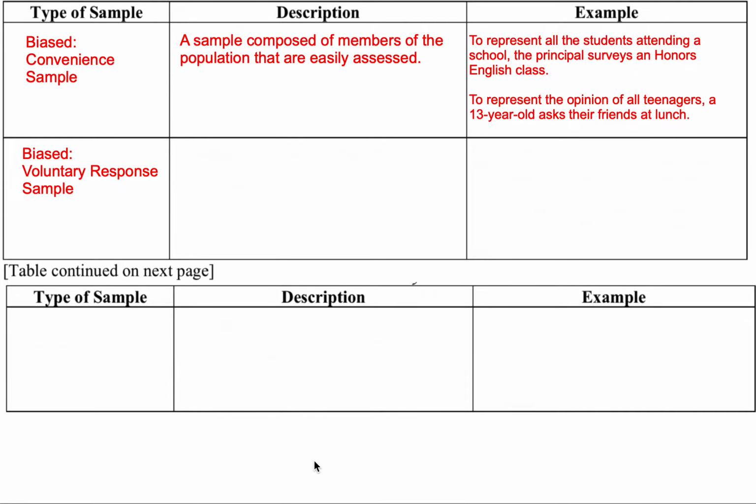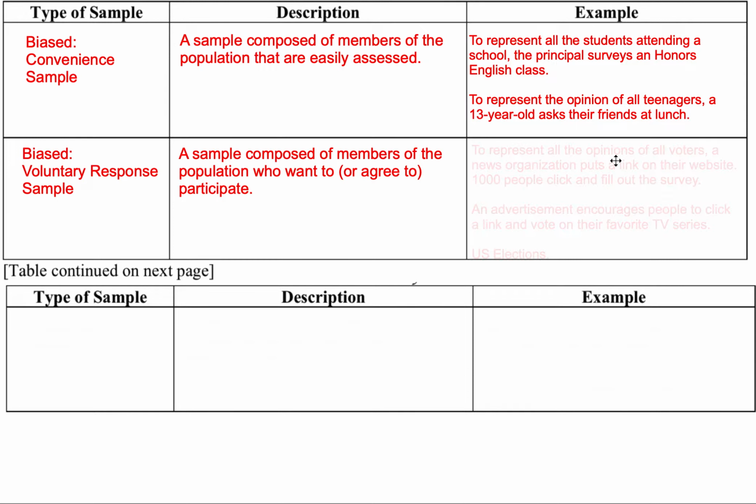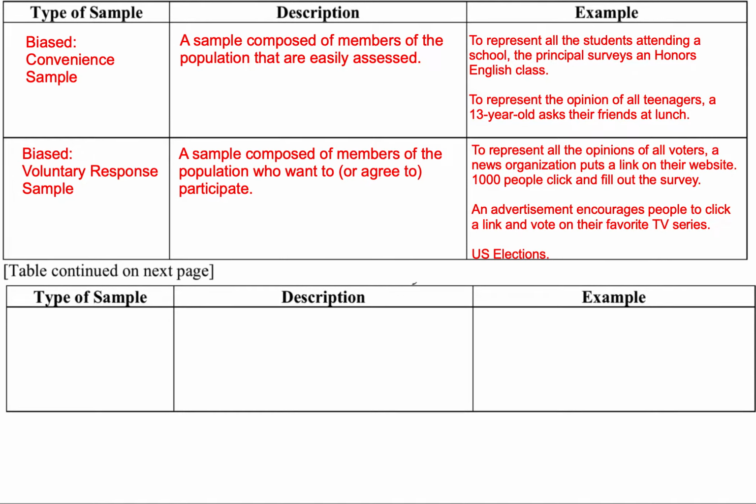Okay, the next type of sample is also biased. It is a voluntary response sample. Voluntary means you're willing to do something. So a voluntary response sample is a sample composed of members of the population who want to or agree to participate. Some examples.